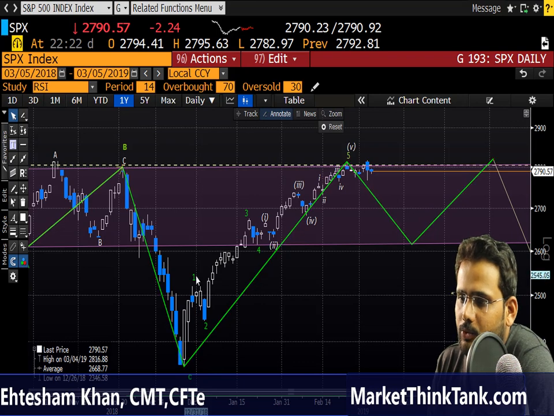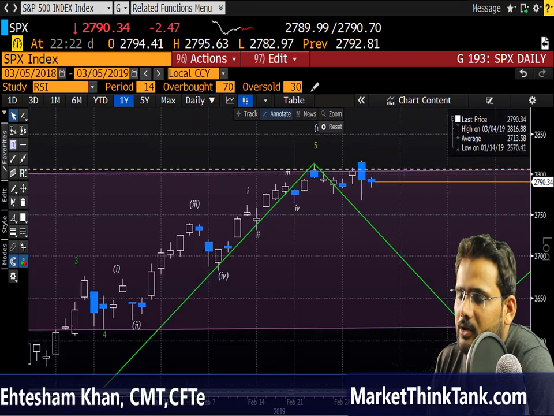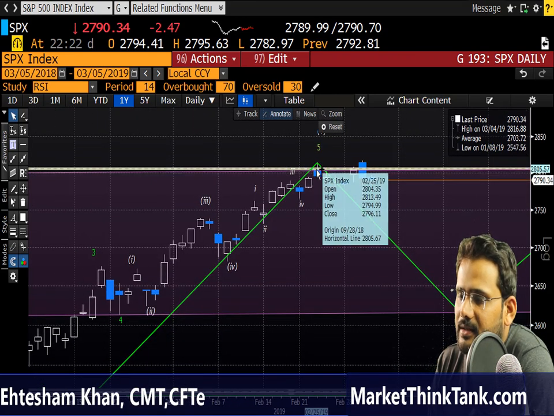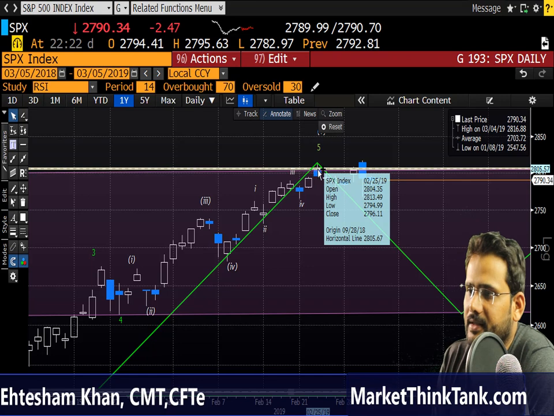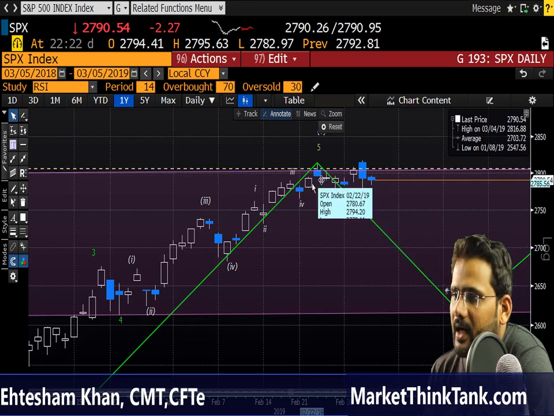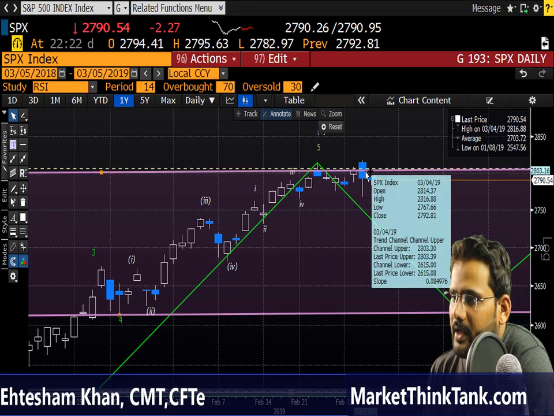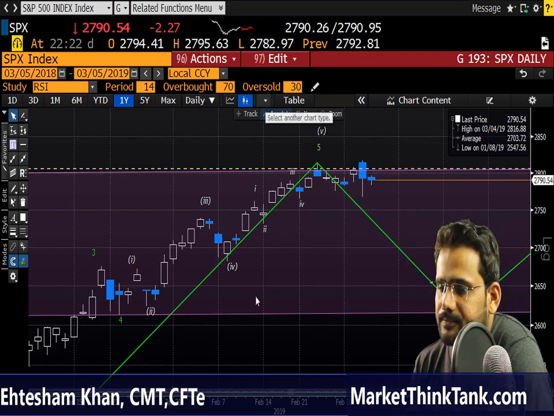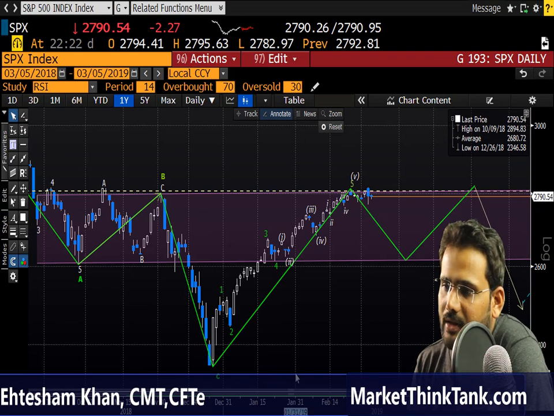First one, we got wave 2 here, then wave 3 up, wave 4 something like here, and we are going in the extension of wave 5. So pretty much concluding wave 5 just here at 2813, and we got another high here of 2814 on 4th of March. So pretty interesting setup so far.